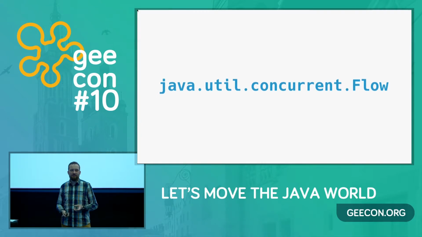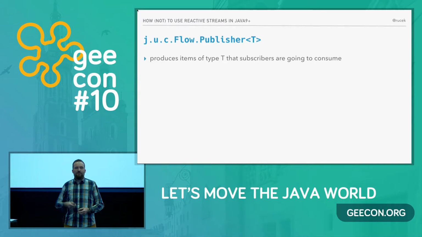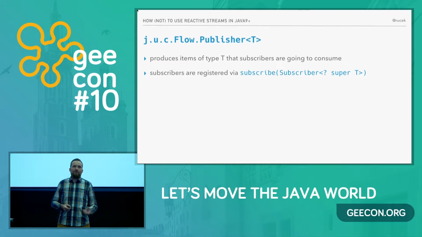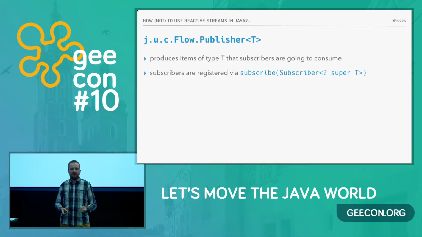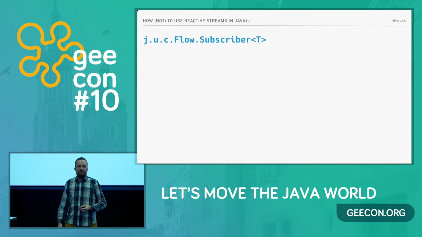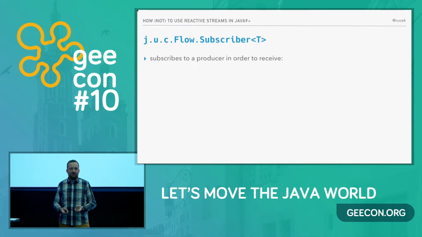So the interfaces themselves are pretty simple. The first one is a Publisher, and as you may imagine, the publisher is something that is going to produce data of some given type, and is going to send it to some subscribers that get connected. And the Publisher interface exposes a single method, subscribe, which is for registering the subscriber. So if you take a subscriber, you can call subscribe on a publisher, and then the subscriber gets registered and can receive data.